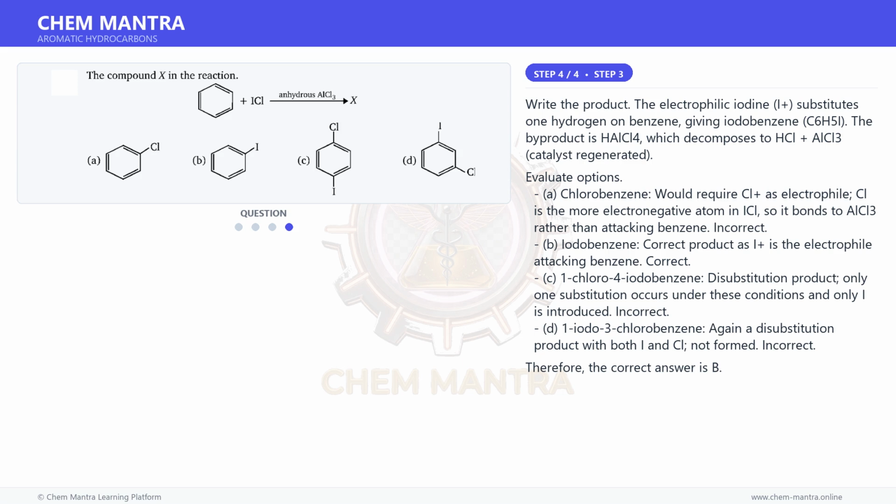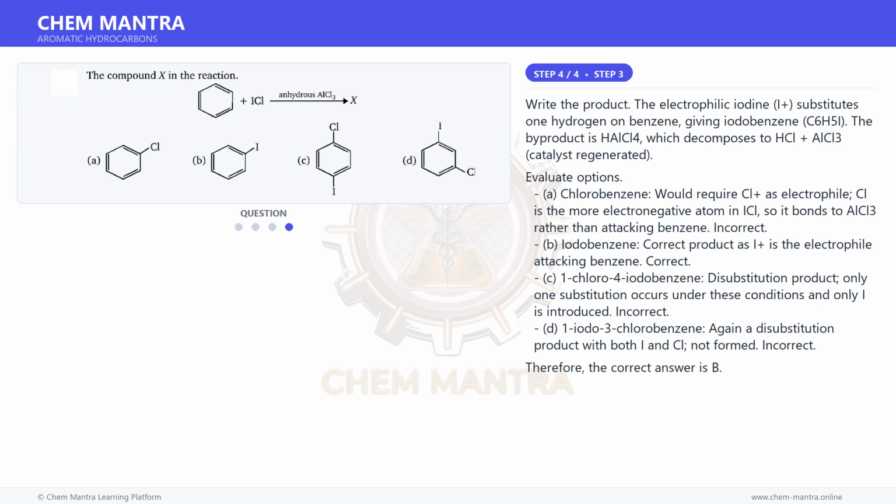Evaluate options. A. Chlorobenzene would require Cl plus as electrophile. Cl is the more electronegative atom in ICl, so it bonds to AlCl3 rather than attacking benzene. Incorrect. B. Iodobenzene, correct product as I+ is the electrophile attacking benzene. Correct.